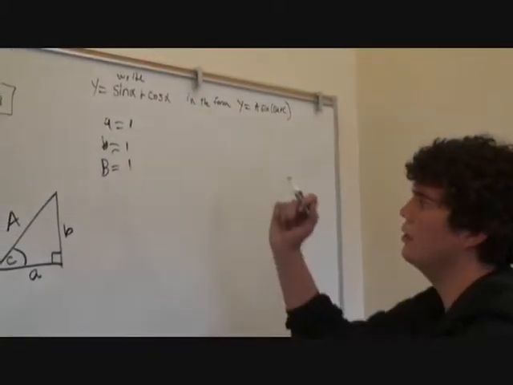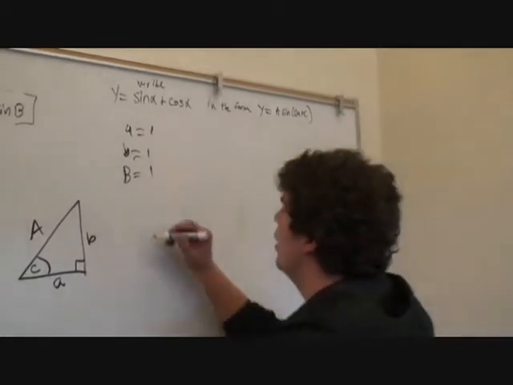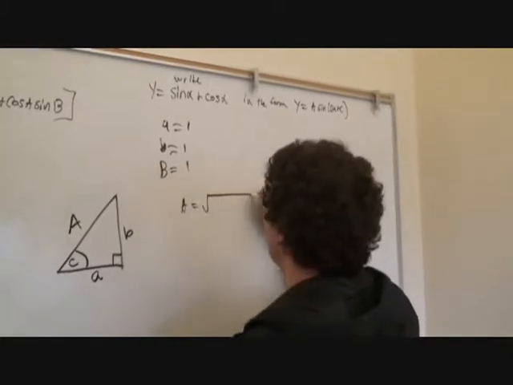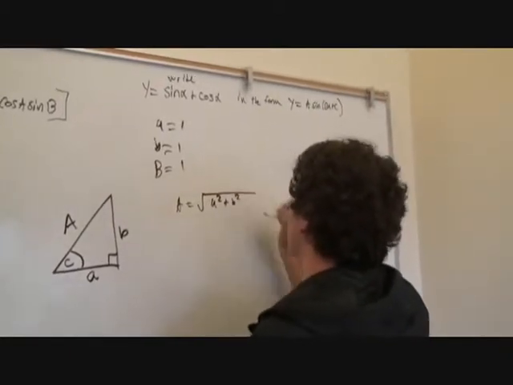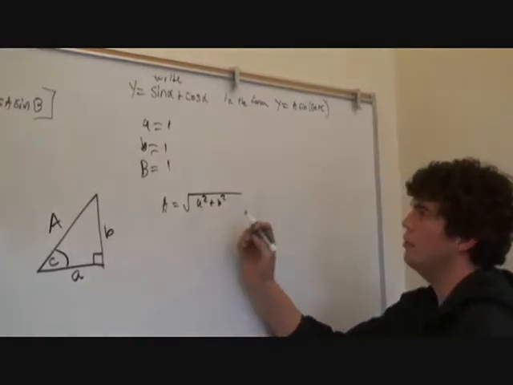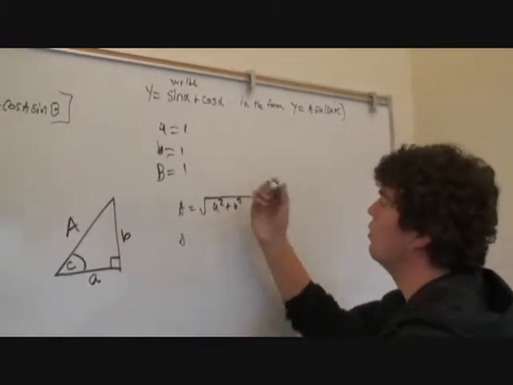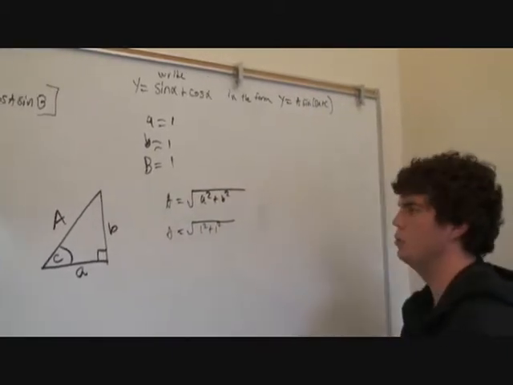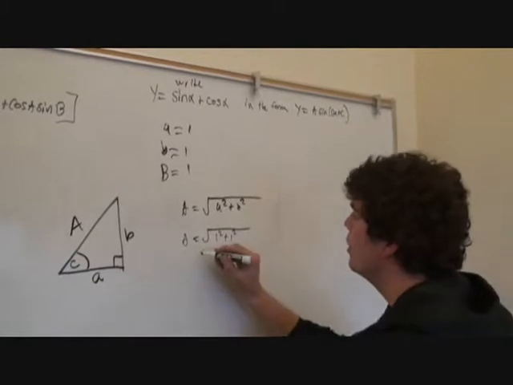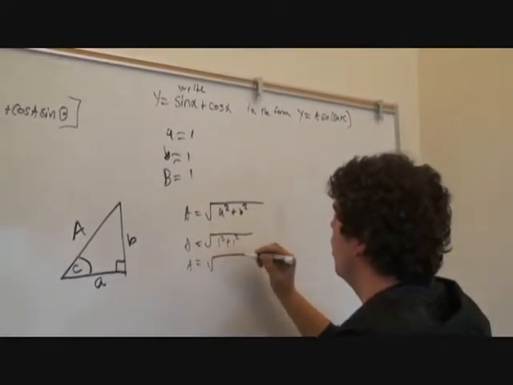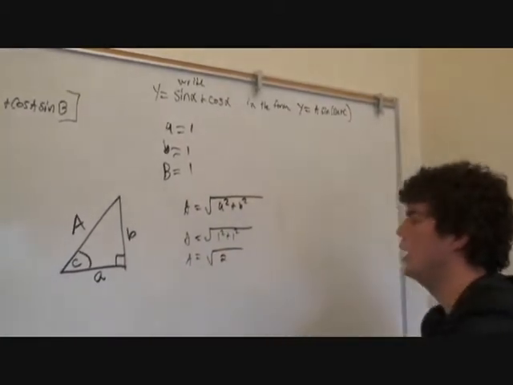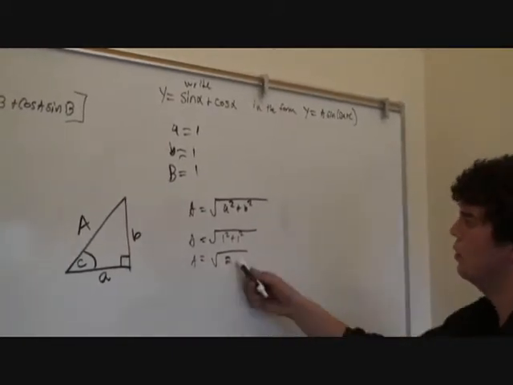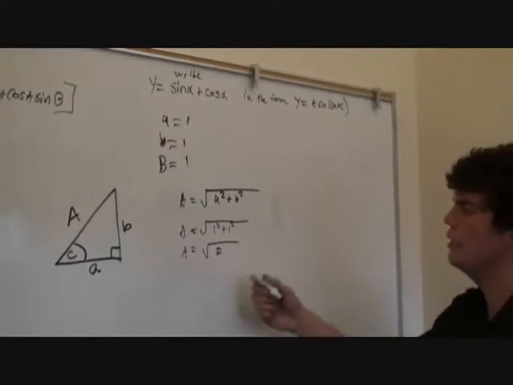So now that we have little a and little b, we can solve for big A. So in our equation originally, big A is equal to the square root of a squared plus b squared, as you can see. So we just plug in our values that we have. Square root of 1 squared plus 1 squared, which, 1 squared is 1. Square root of 1 plus 1 is 2. And the square root of 2 is irrational, so we'll leave it in radical form. So A equals radical 2.